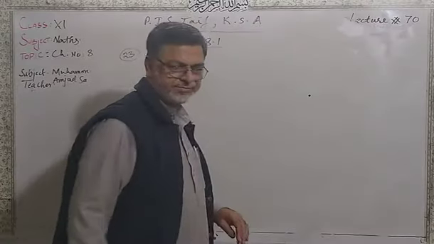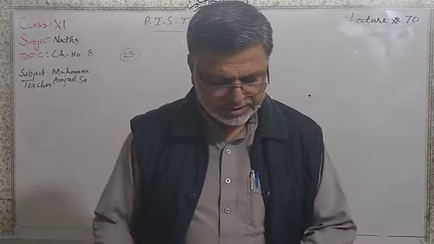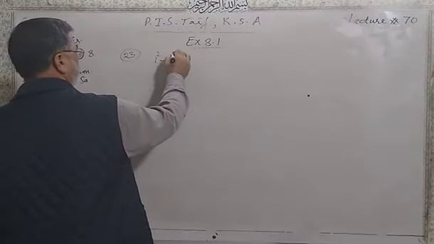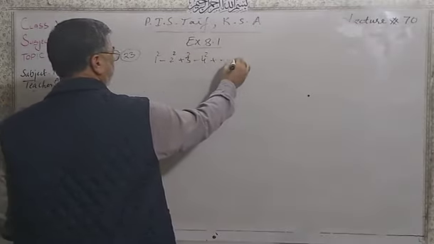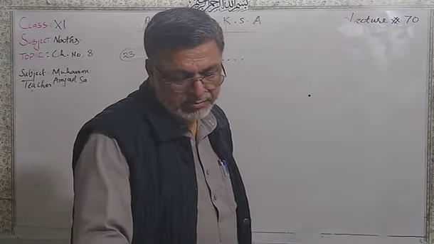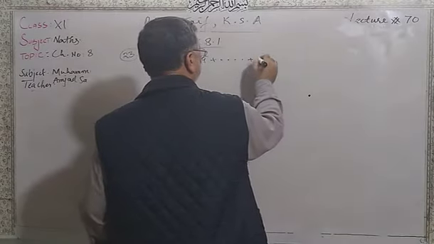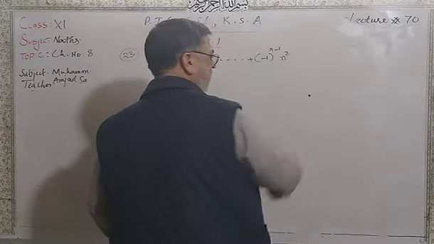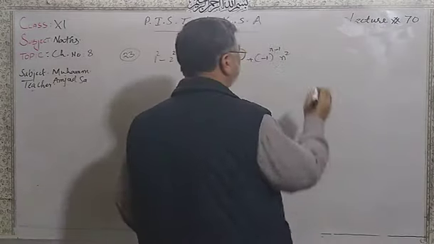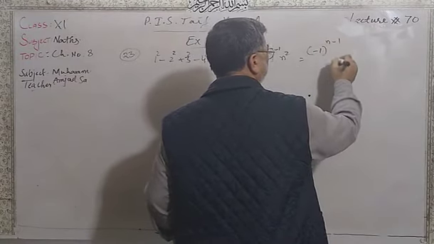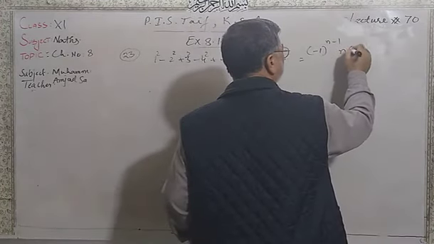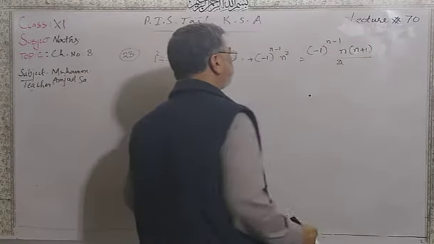Question number 23 is: 1² − 2² + 3² − 4² + ... + (−1)^(n−1) n² = (−1)^(n−1) n(n+1)/2.